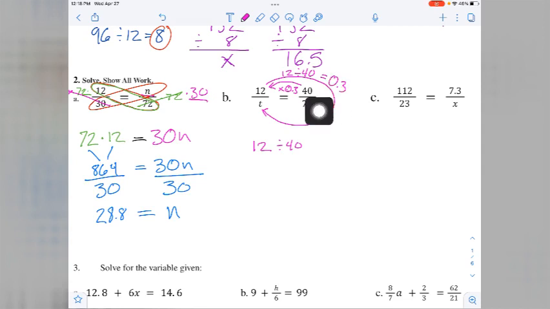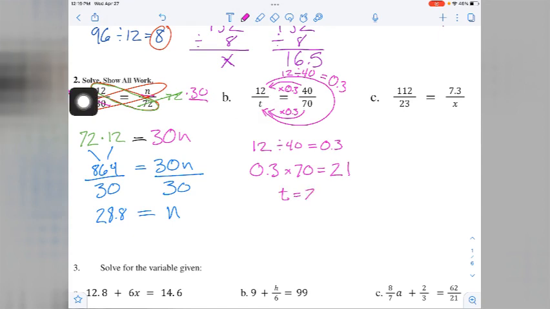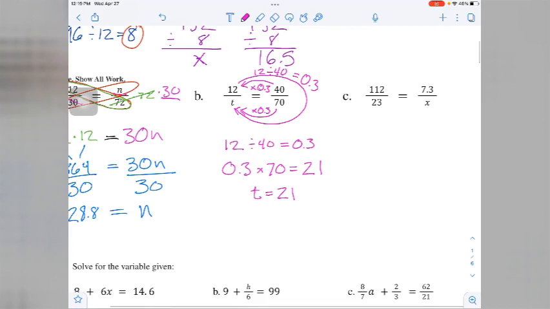So then I just use this information and I multiply the other quantity by that. So 12 divided by 40 is 0.3, and then 0.3 times 70 is going to give me my answer for this one. I'm going to multiply this side times 0.3, and that will give me 21. So I know that T has to equal 21.